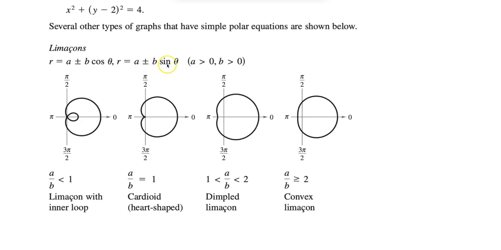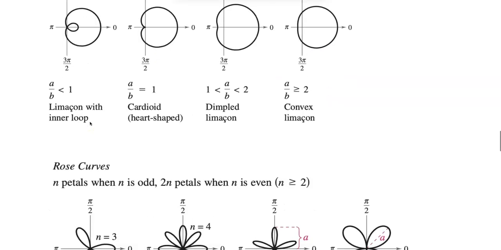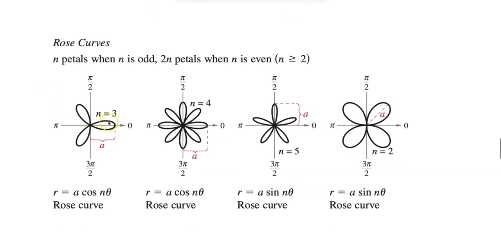Or a plus or minus b sine theta. It gets you more of a little curve there. So these are limaçons. They're much easier to graph in polar than they are in rectangular. Same thing with the rose petals we just did. Right? This would be really hard to draw in rectangular, but in polar it's actually fairly easy.